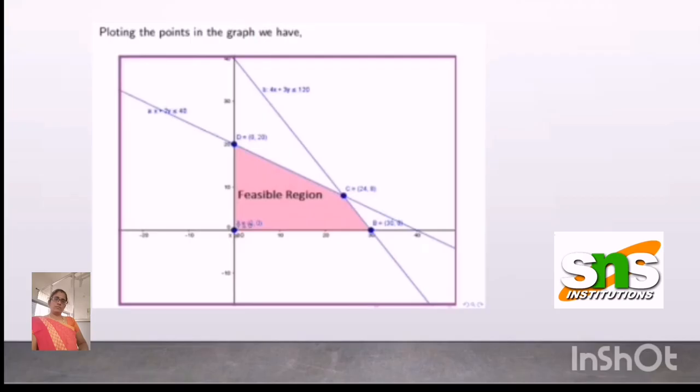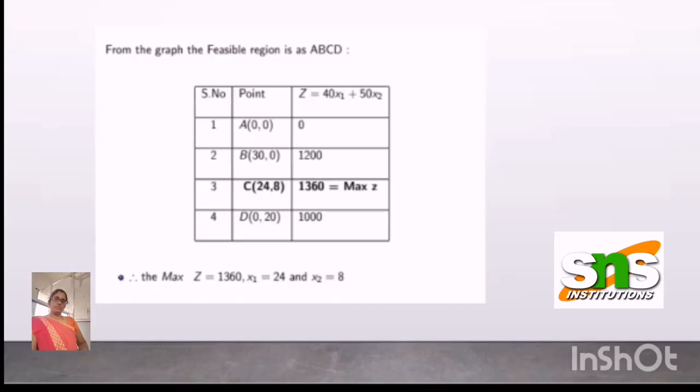Now we draw the graph for this. The two lines intersect, and the region below both lines gives us the feasible region. The pink color is the feasible region. The corner points of the feasible region are (0, 0), (0, 20), (24, 8) and (30, 0). Next, we take the corner points and substitute the values in z. Z is equal to 40x1 plus 50x2.